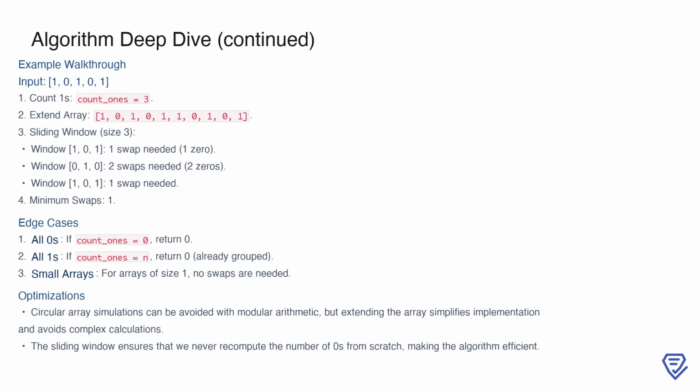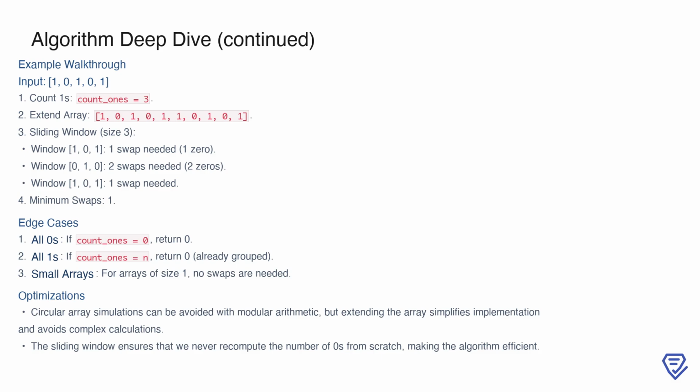The first segment, 1, 0, 1, contains one 0, meaning one swap is needed. The next segment, 0, 1, 0, contains 2 zeros, requiring 2 swaps. Moving to the next segment, 1, 0, 1, we again find one 0, needing 1 swap. The minimum swaps out of these is 1, which is our answer.